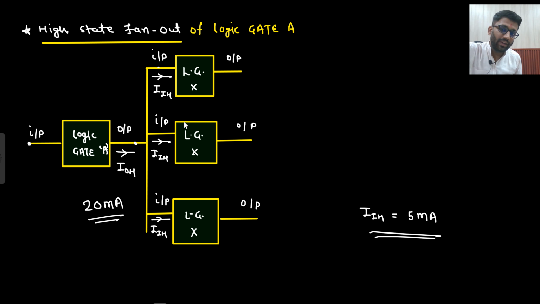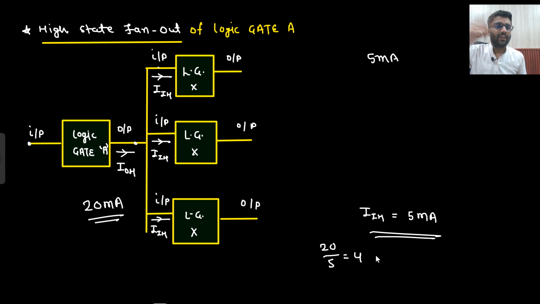That means how many logic gates can you connect here? 20 milliampere divided by 5, right? Because this is driving 20 milliampere current. Each wants 5 milliampere, 5 milliampere, 5 milliampere and 5 milliampere. So each will take 5 milliampere. So 4 I can connect.